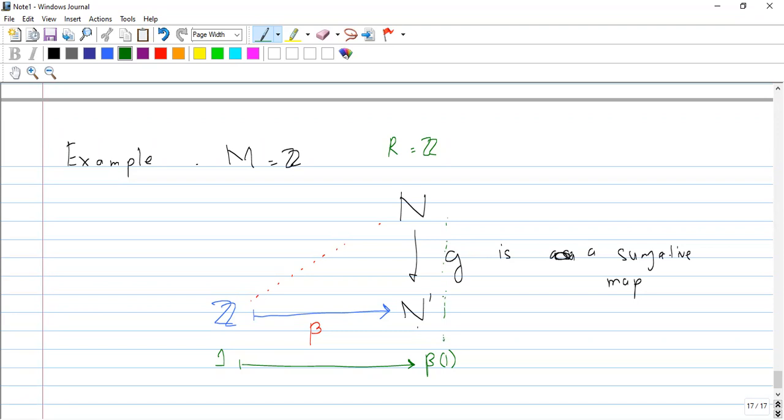That is, you can say that there exists some element, let's say x here. There exists something x here such that image of g under x is equal to beta of 1. ये beta of 1 के बराबर है.